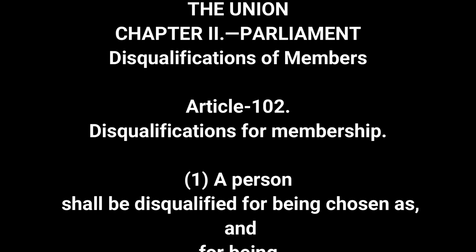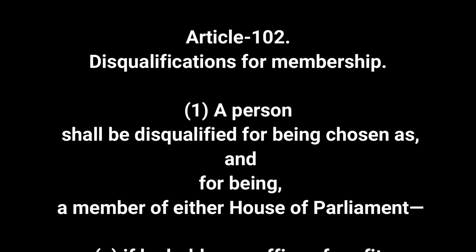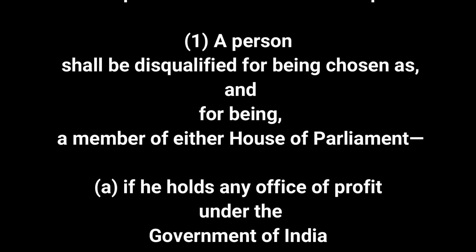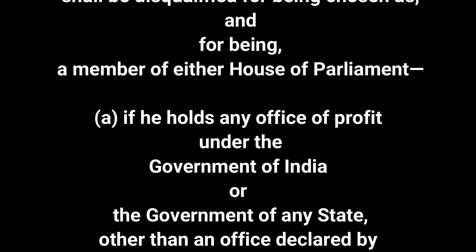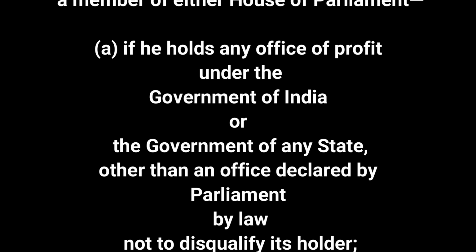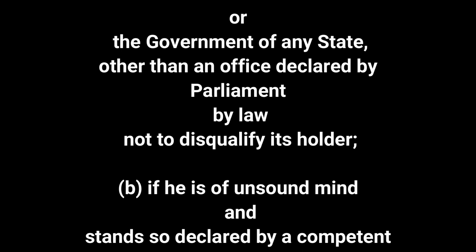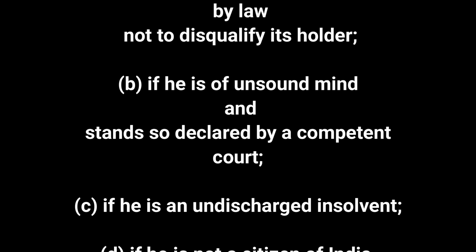Disqualifications for membership. 1. A person shall be disqualified for being chosen as, and for being, a member of either House of Parliament, a. If he holds any office of profit under the Government of India, or the Government of any state, other than an office declared by Parliament by law, not to disqualify its holder. b. If he is of unsound mind, and stands so declared by a competent court.